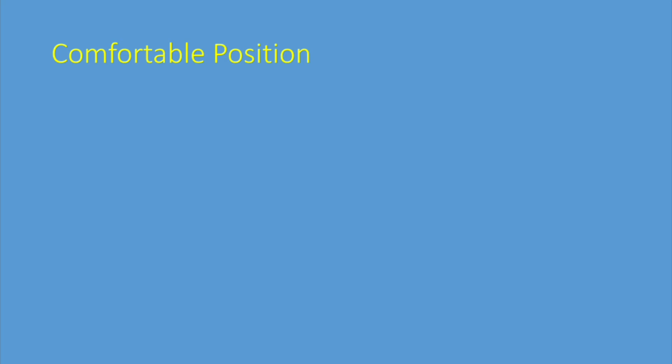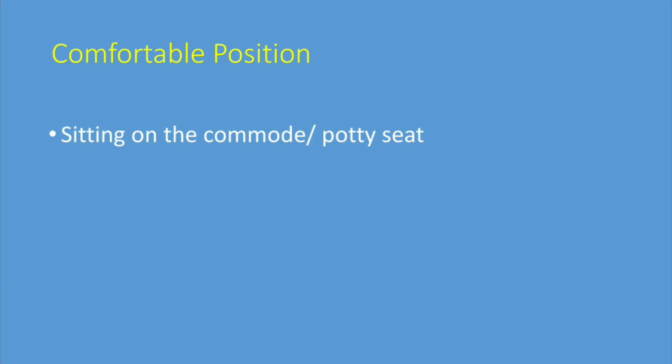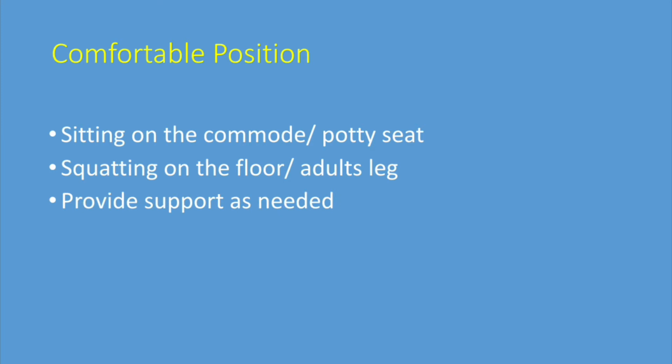A comfortable position is also important. Otherwise, the child might feel very stressed during the process or the training. You can make the child sit on the commode or potty seat. Try various methods, and whichever the child is comfortable with, you can make the child use that position. Squatting on the floor is also okay. It need not be inside the toilet. It can be outside the toilet as well, or any other place the child is happy to sit or squat. The child can even be made to squat over the adult's leg. We'll see a picture of that later.